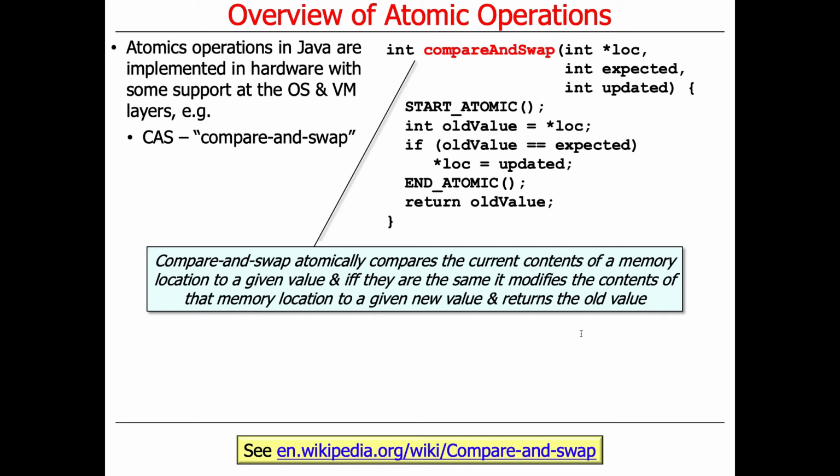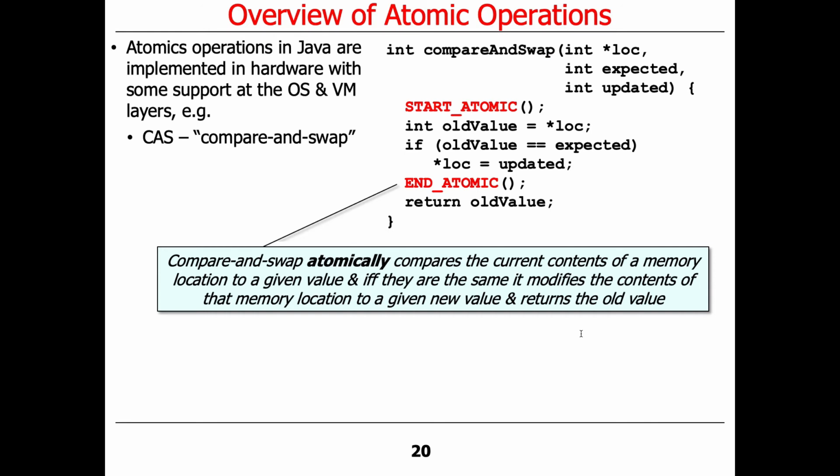I'm showing you a C-like implementation of this. This would not be Java. It's not even necessarily strictly C. It's just showing you the idea here. So compare and swap atomically compares the current contents of a memory location. So here's the memory location. It's a pointer to some memory location. It checks to see if the value is the expected value, and if it is, it atomically updates it to the updated value, and it returns the old value.